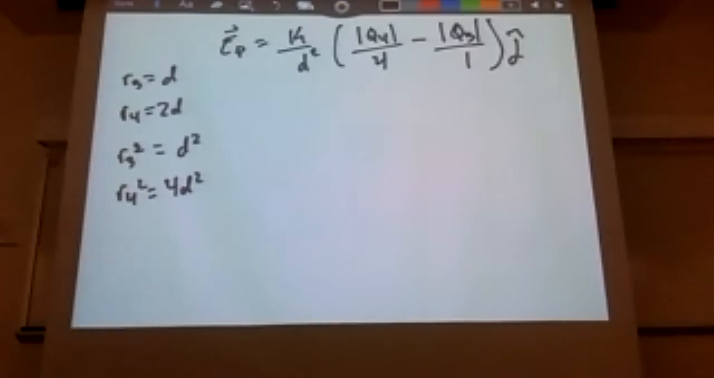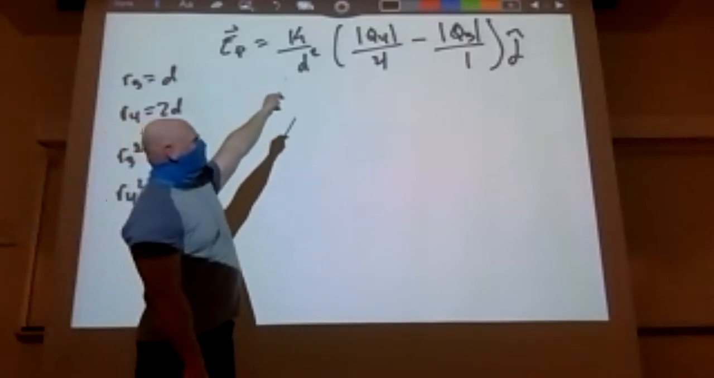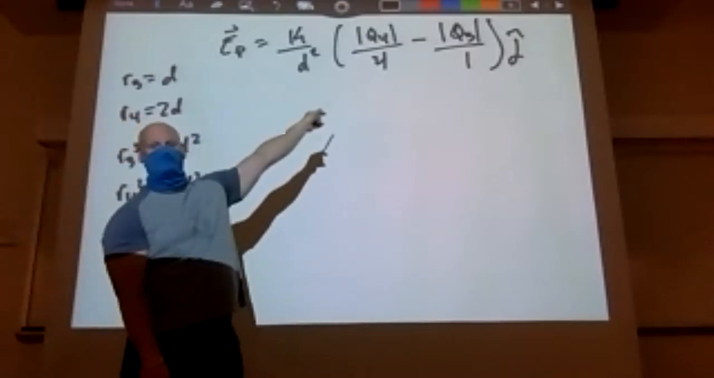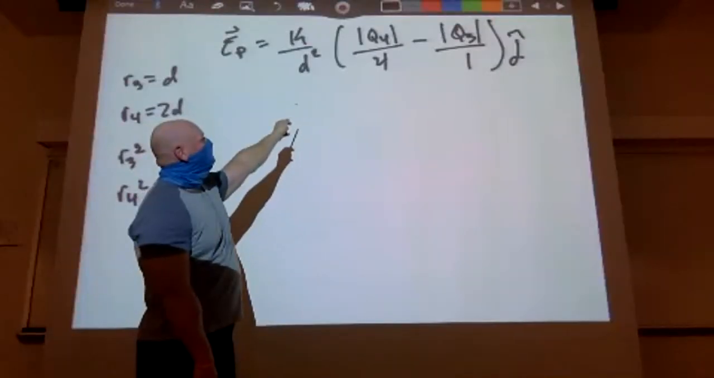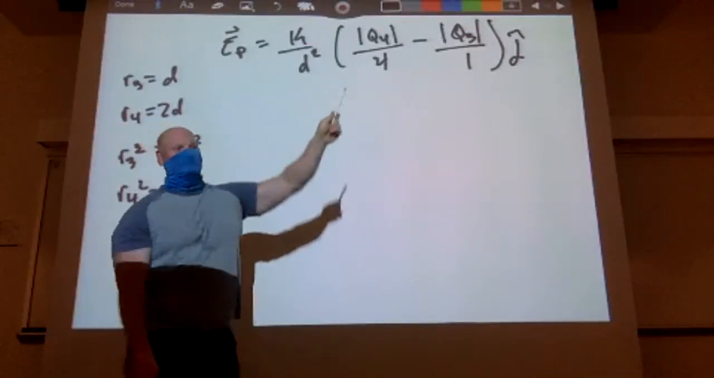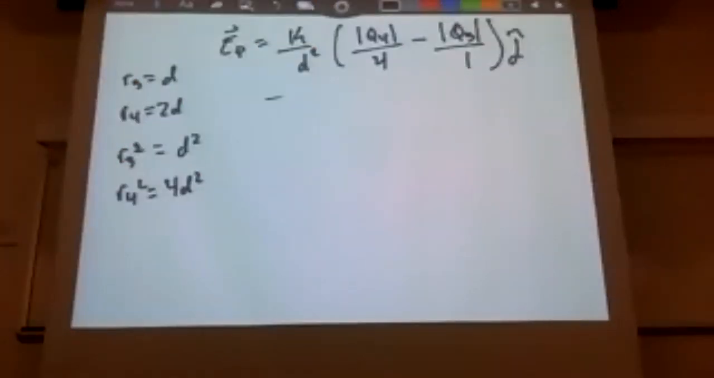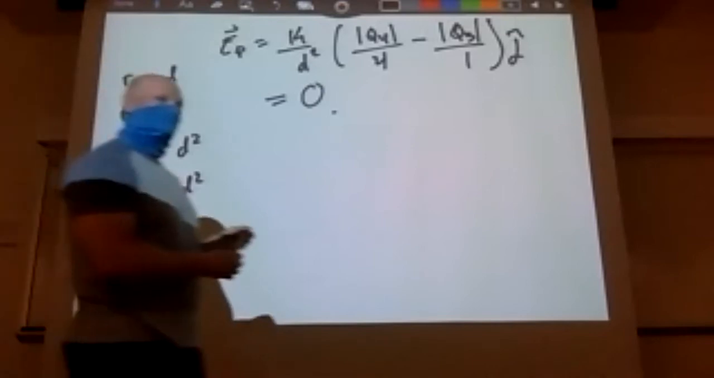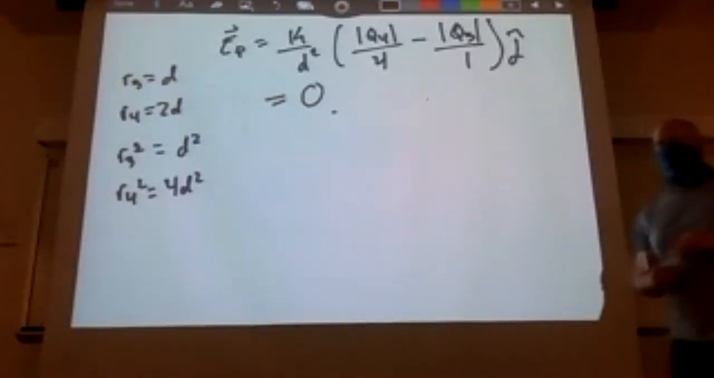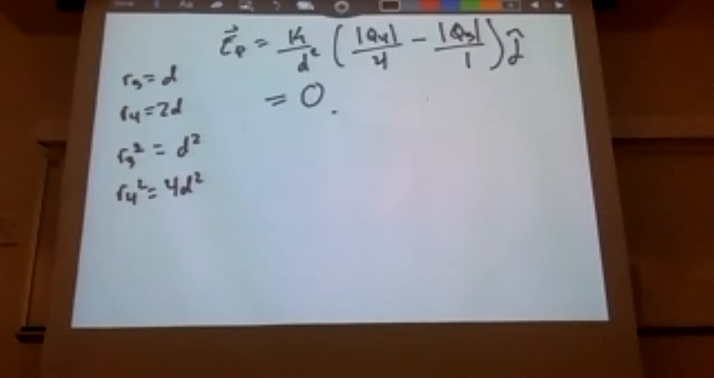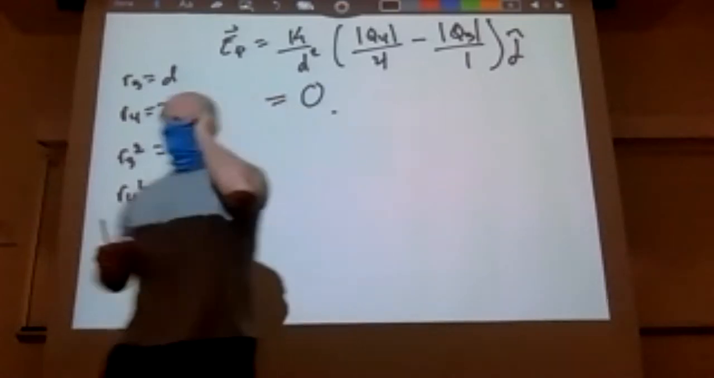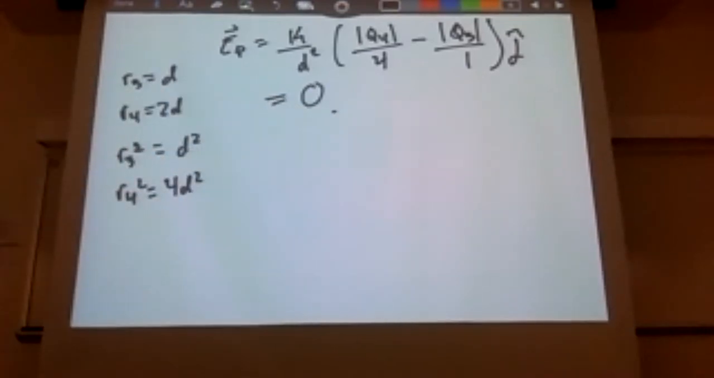Was it okay? So now let's put in our numbers. So what we know is that what? Q4 was 12, so what's 12 divided by 4? 3, good. Q3 was what? 3. So I have 3 minus 3, but what's 3 minus 3? 0. So the total electric field at point P is simply 0. Nice and easy. Always okay? Not too bad. Let's do another one.